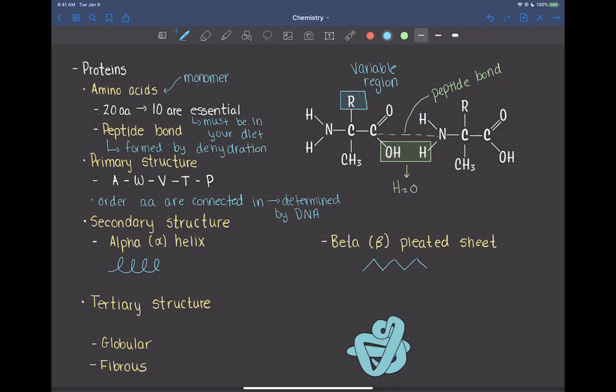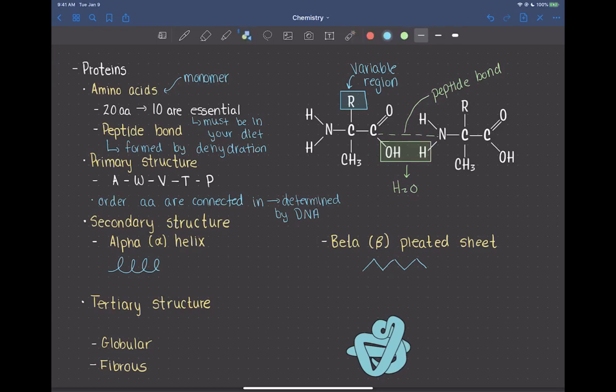And so it can be extremely different, all right? You can have variable regions that are polar, you can have variable regions that are nonpolar, you can have some that are charged either positively or negatively, or they can be totally neutral. So they can make each amino acid very, very different just depending on what that variable region is. And so that's why when we're forming the secondary structure, all right, we would have these different variable regions interacting with each other, forming hydrogen bonds to make these shapes.